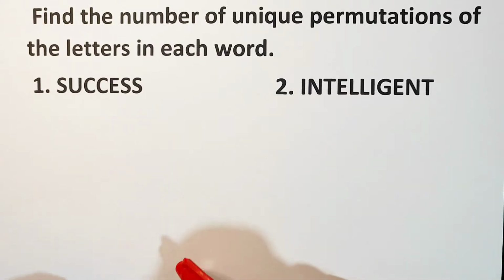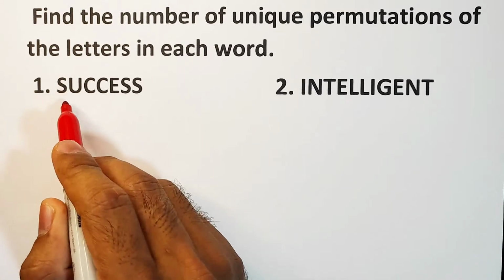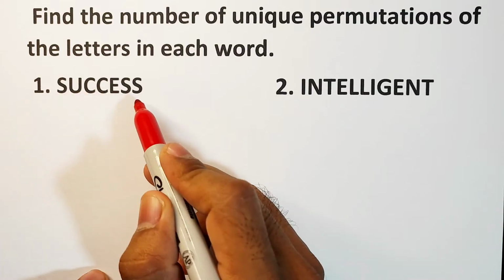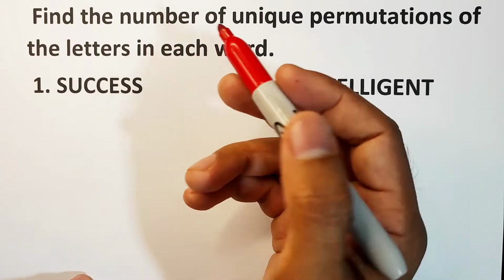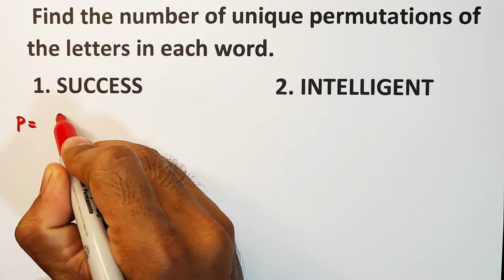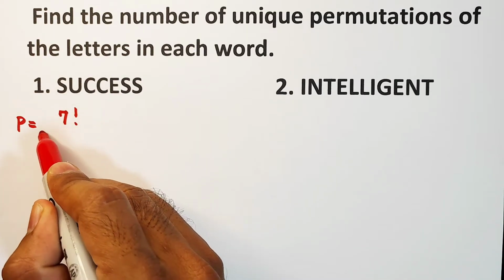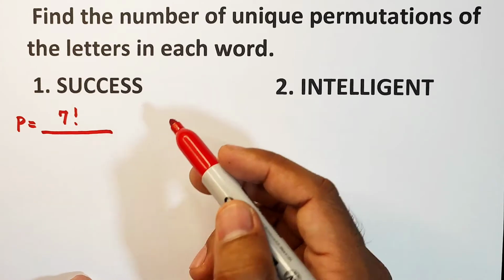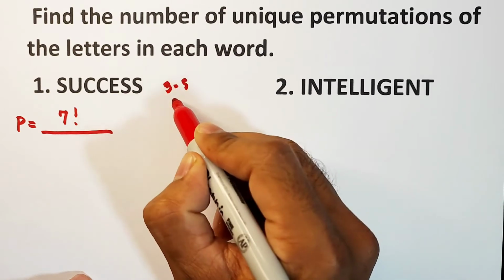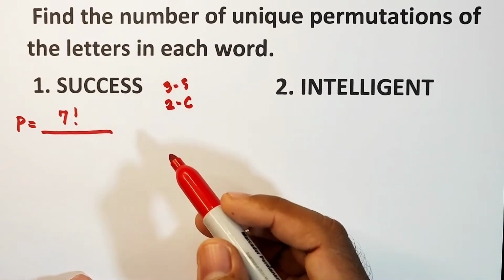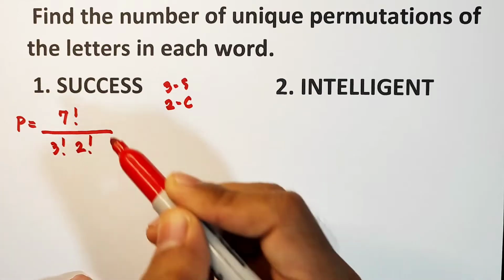So now, let us find the unique permutations of item number 1, the word success. As you can see, we can count the number of letters of the word success. 1, 2, 3, 4, 5, 6, 7. So we have 7 letters. So P is equal to 7 factorial, and then divide it by factorials of the same letters. So we have 3 letter S and then 2 letter C. So we have to divide 7 factorial by 3 factorial and then 2 factorial.